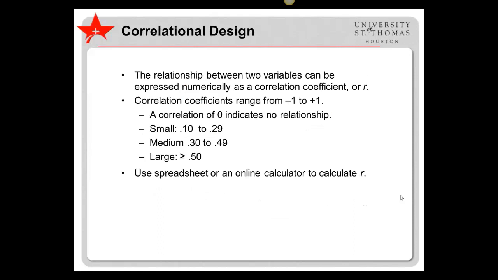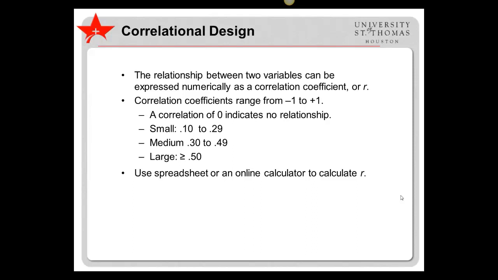Pearson's R, the statistic most commonly used for this type of design, is called a correlation coefficient. Correlation coefficients range from -1 to +1. A correlation of 0 indicates no relationship.